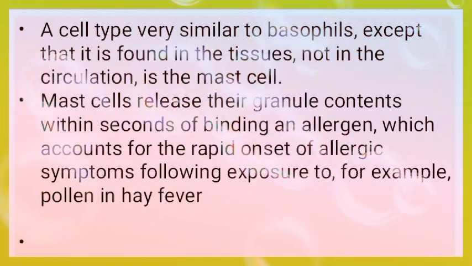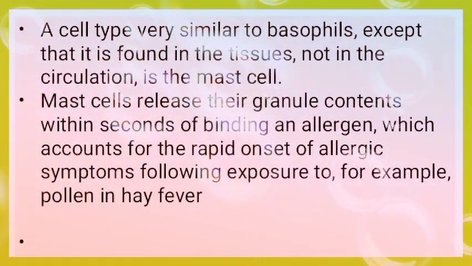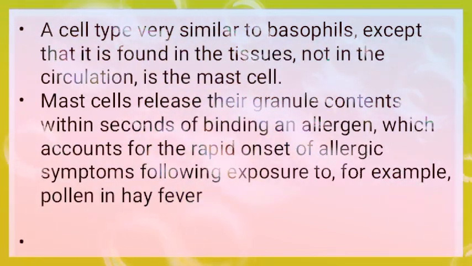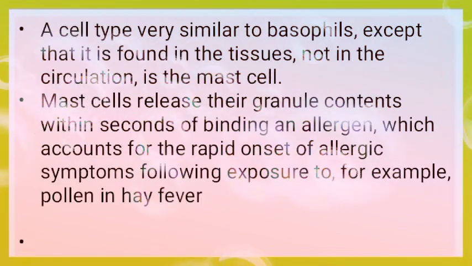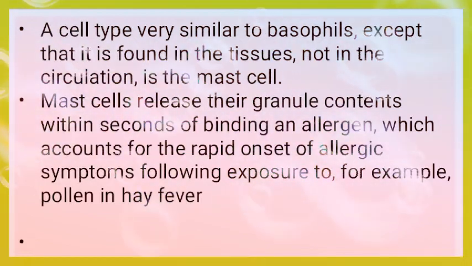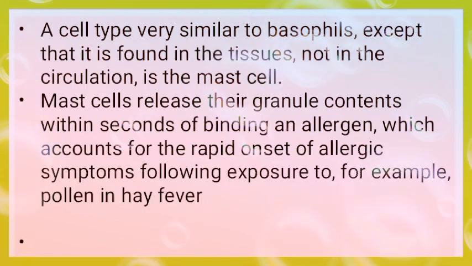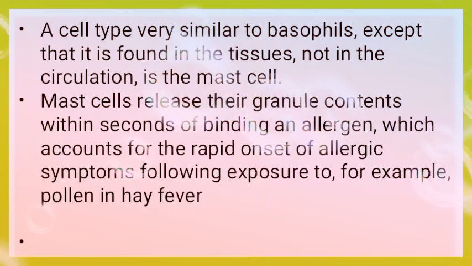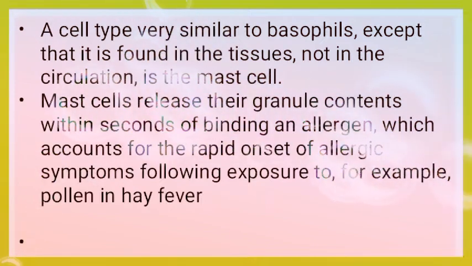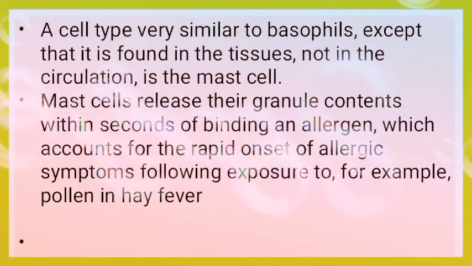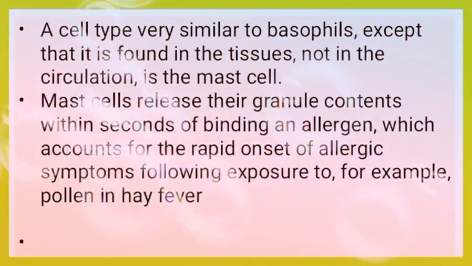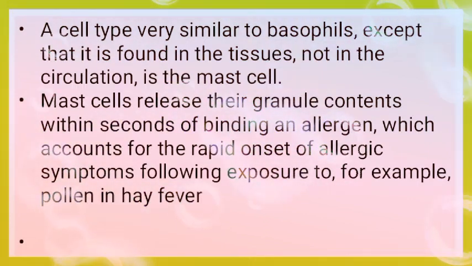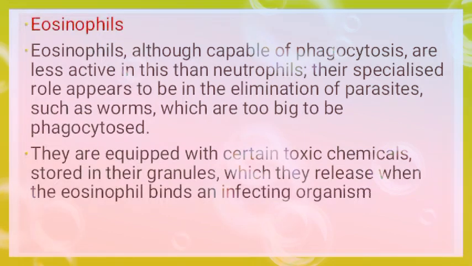So these mast cells have a very exact function like that of the basophils, just that the basophils are found in the vascular system and the mast cells within the tissues. So we're saying that the mast cells release their granule contents within seconds of binding to an allergen that can be introduced into the tissue, which accounts for the rapid onset of allergic symptoms following exposure. For example, if a pollen has been introduced, this allergen, when it is in the tissue, these mast cells are going to react to it. But if it's in the vascular system, the basophils are going to take up that function.